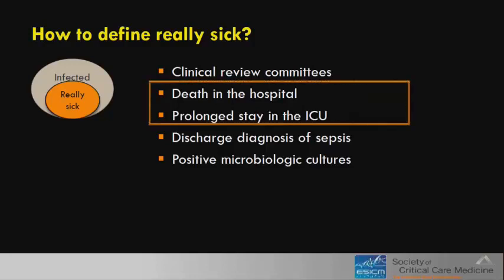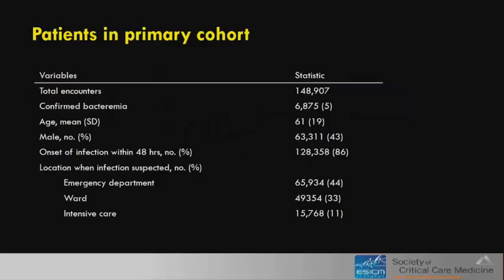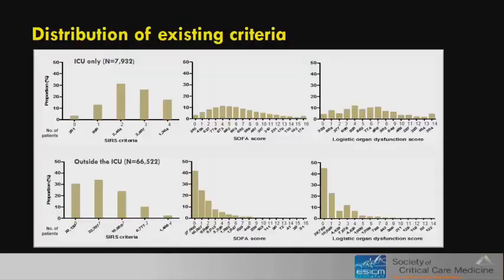In order to define it electronically and to validate definitions that can be validated electronically as leading to what really sick is, we had 2 outcomes: death and prolonged stay in ICU as proxies that whatever criteria we would use would help define people that were really, really sick. So we looked at a primary cohort of 148,000 people located in various parts of the hospital.